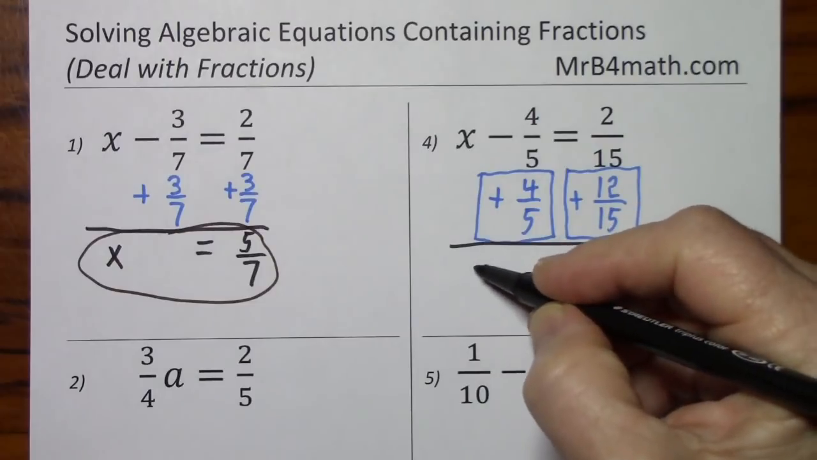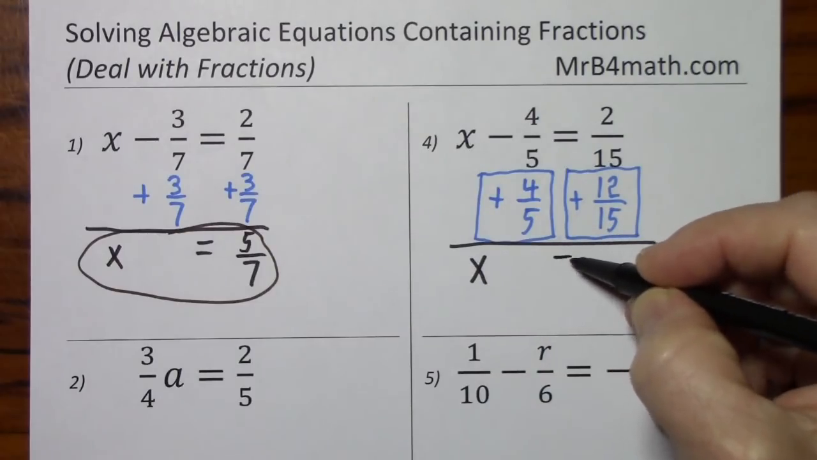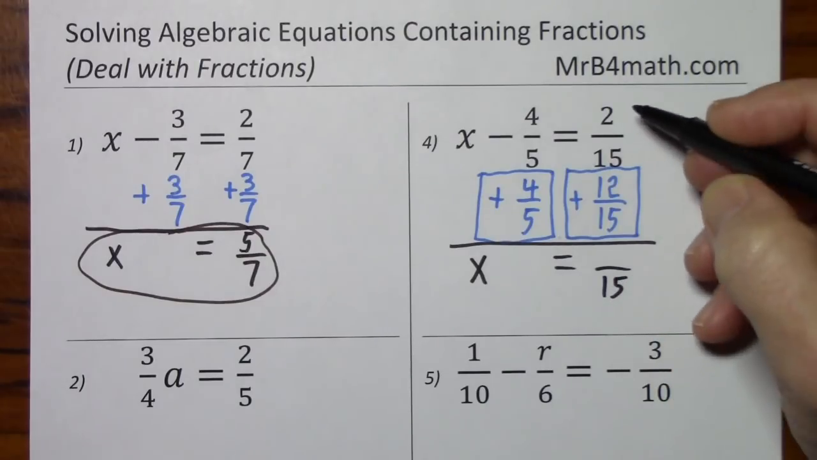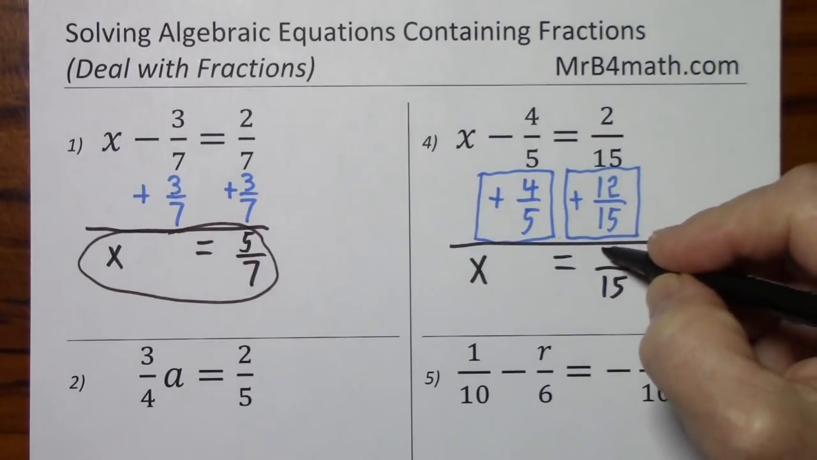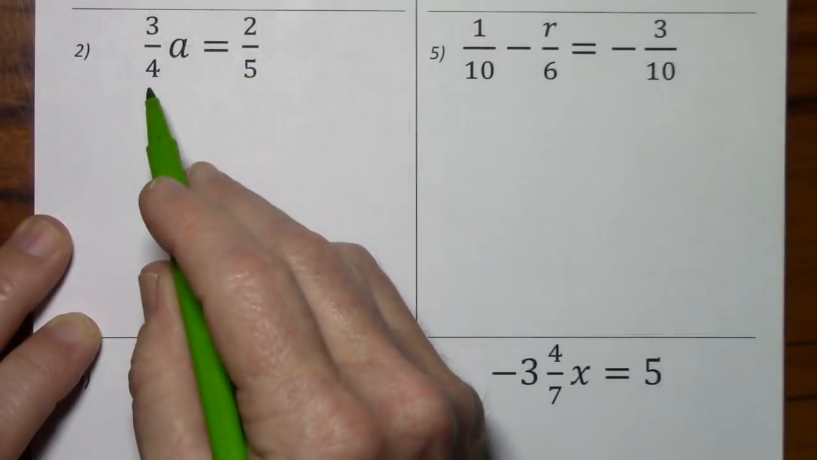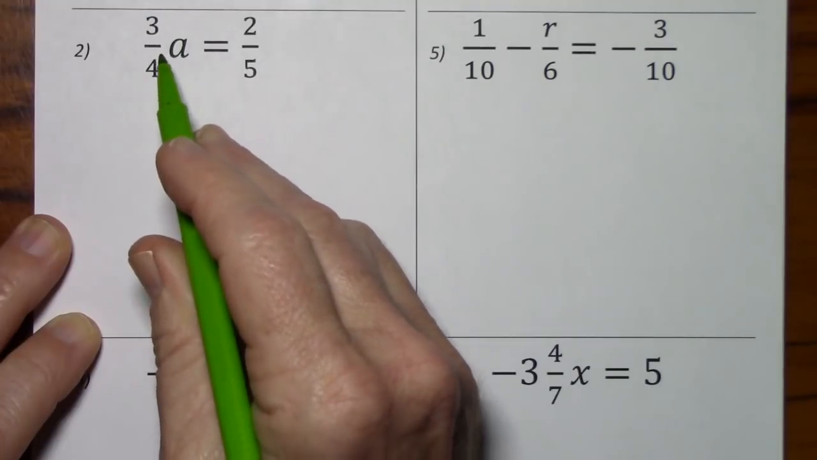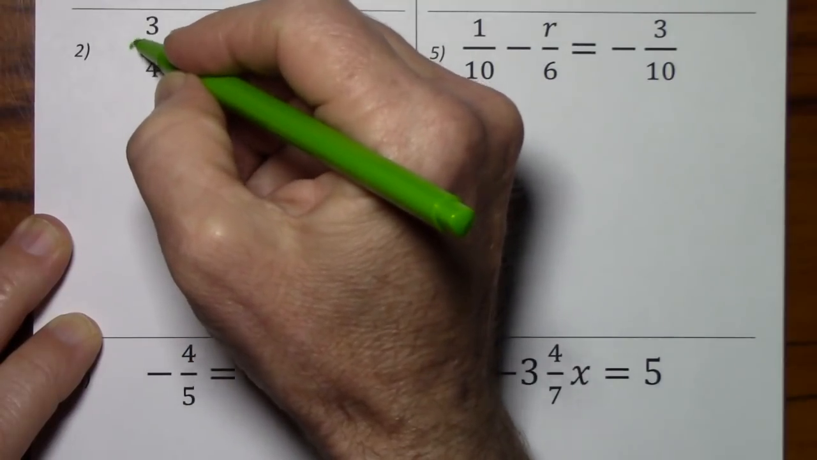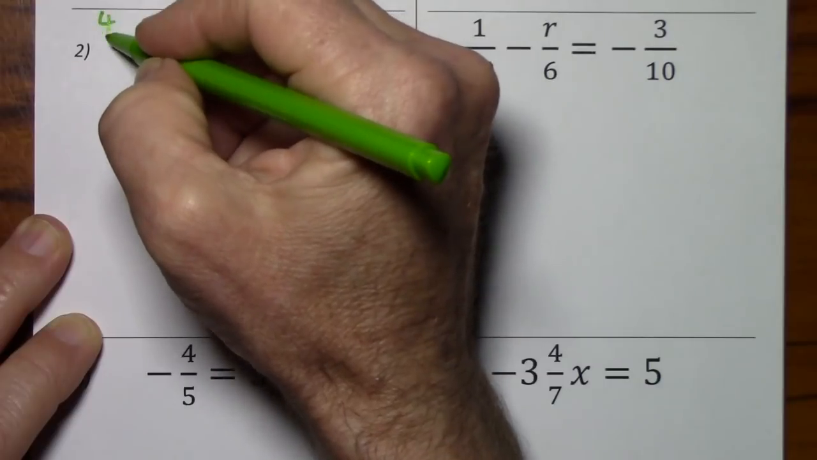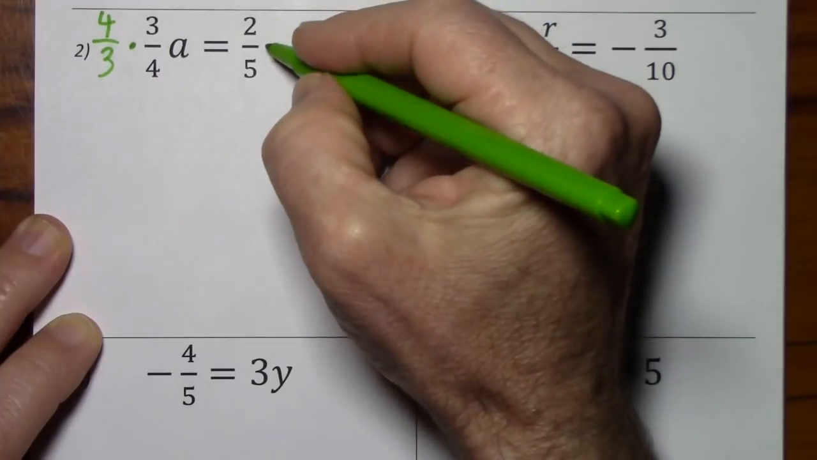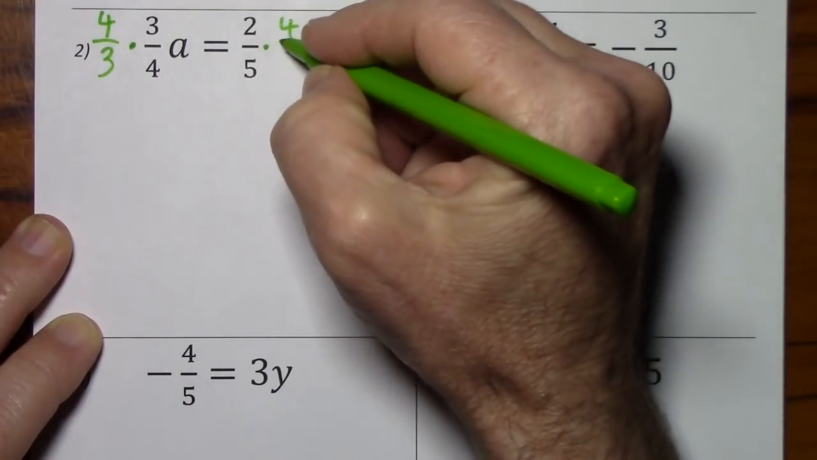Now we bring down the x, the equal sign. Of course, we keep that denominator. 2 and 12 gives us 14. Looking at this one, we want to get rid of the 3/4. It's held by multiplication. The opposite operation is division. When you divide by a fraction, you flip it and multiply. So this will be times 4/3. You go to the other side of the equal sign, times 4/3.